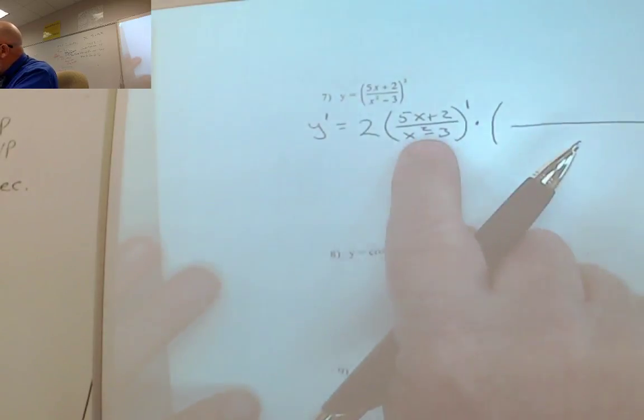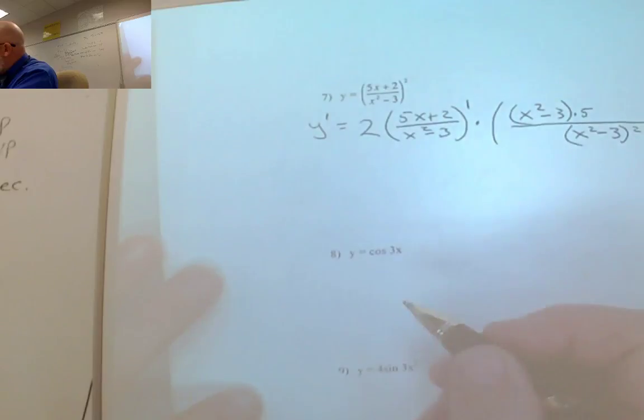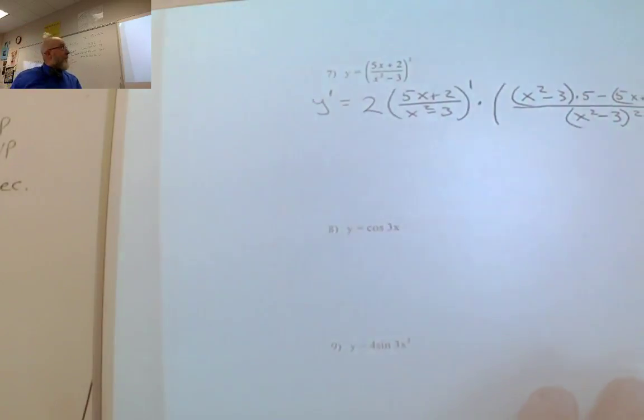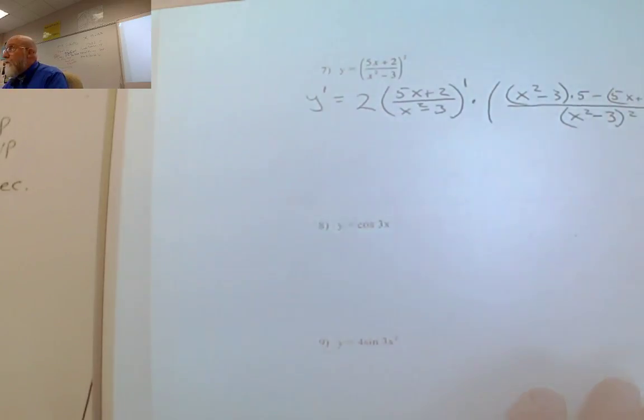And the quotient rule says what you're going to have to do is take the denominator and square it, and then rewrite the denominator and multiply it by the derivative of the numerator, which in this case is 5, minus 5x plus 2 times the derivative of the denominator, which would be 2x. Any questions so far?